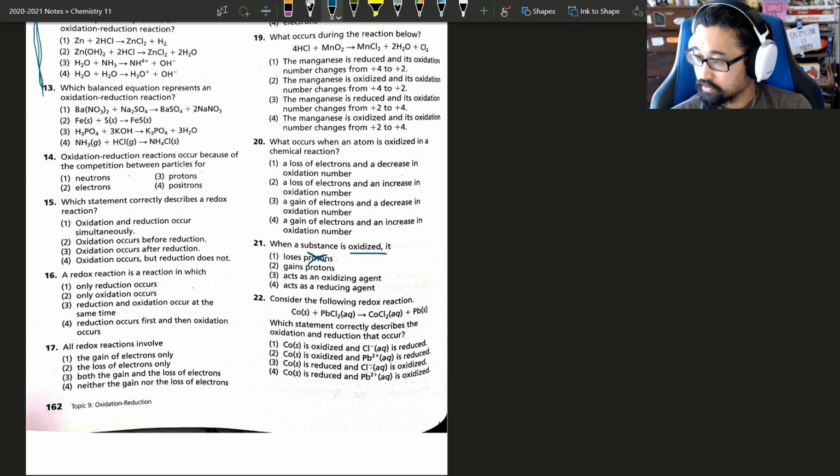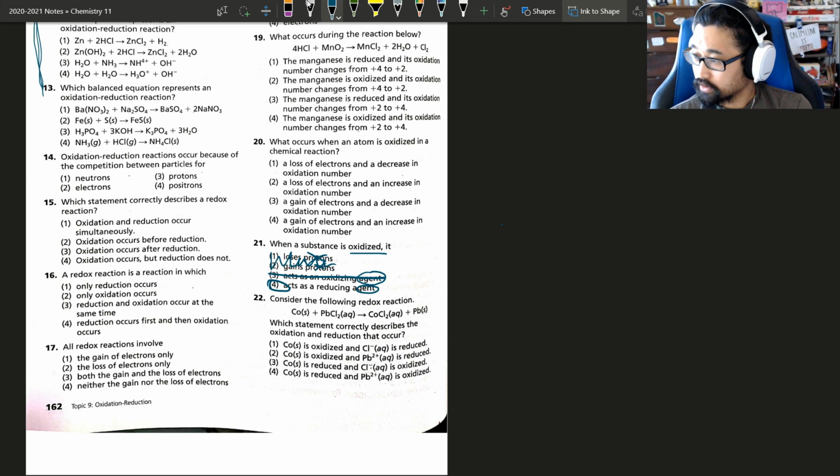Alright, we're not allowed to do anything with protons. Choice 1 and choice 2 are garbage. If you see agent, I told you to think opposite. So it's not going to be an oxidizing agent if it is oxidized. That means it has to be choice 4.